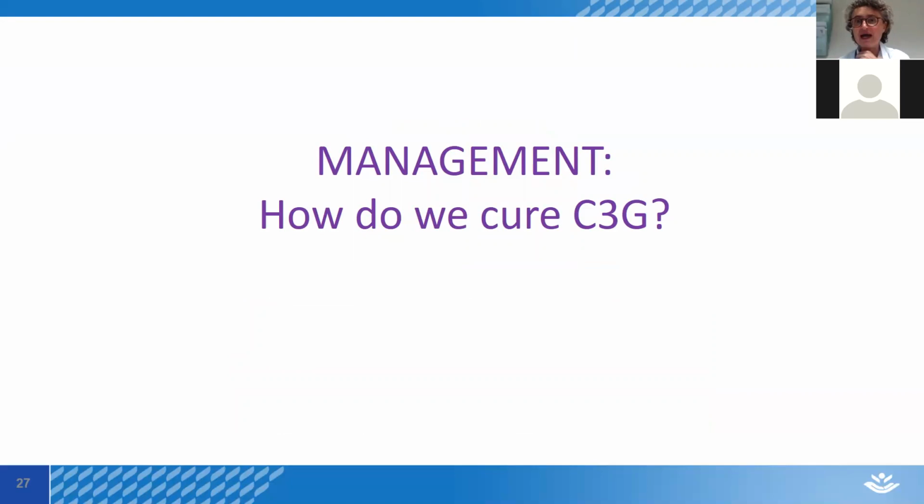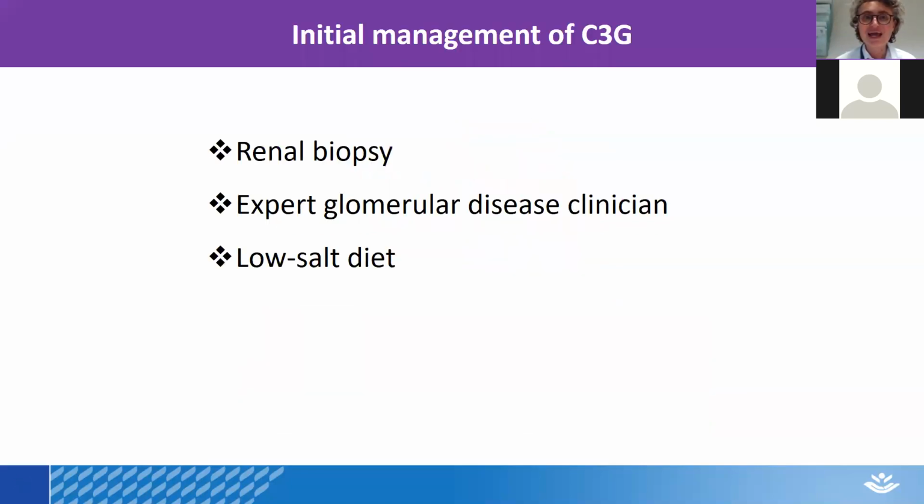So management, how do we cure C3 glomerulopathy? What are the best options at this moment in time? So initially, as I was saying, a renal biopsy, expert nephrologist that knows these diseases because they are very rare. And the other thing that is tedious but extremely effective and very low tech, even though very important and also very challenging for the patient, is a low salt diet.